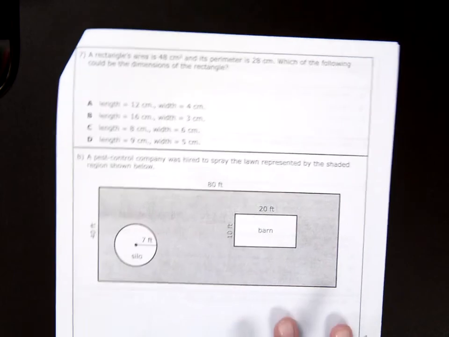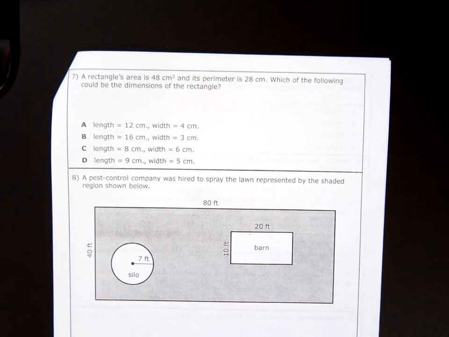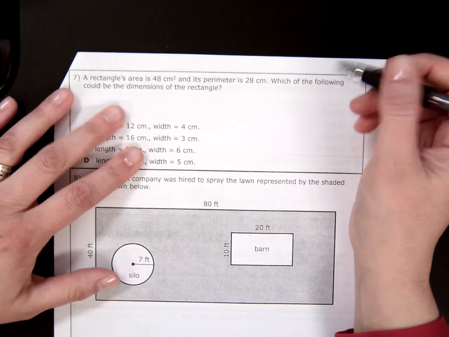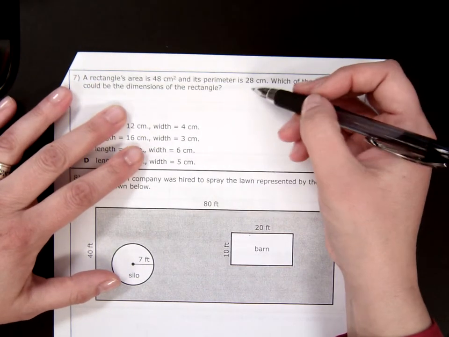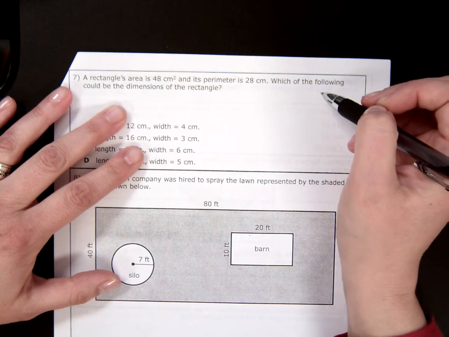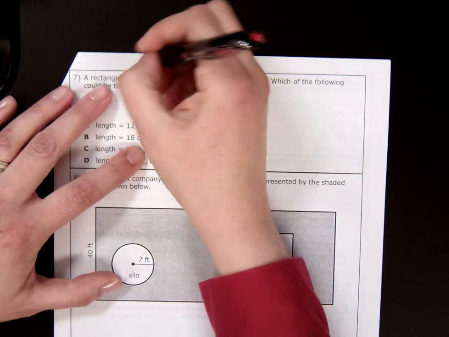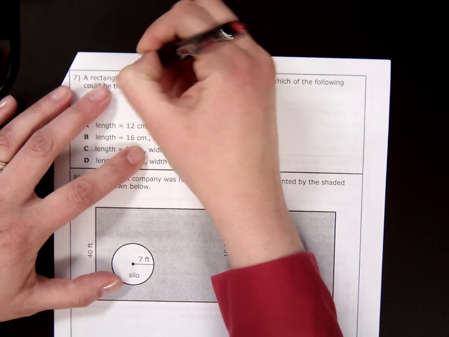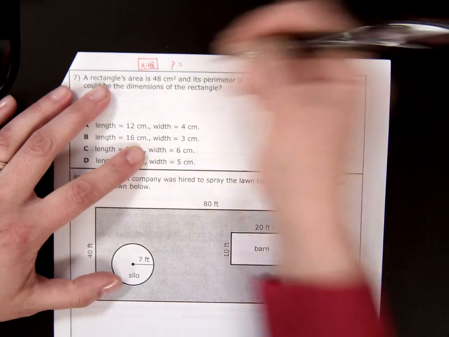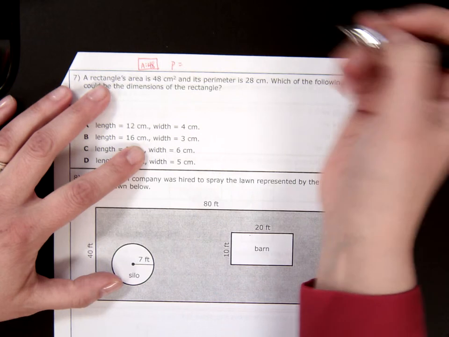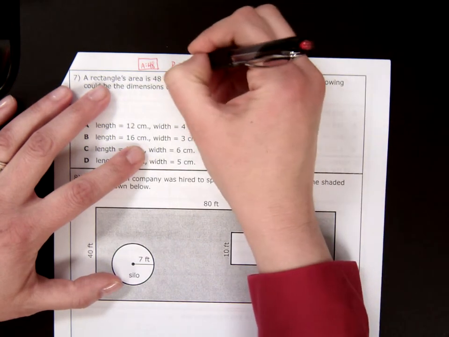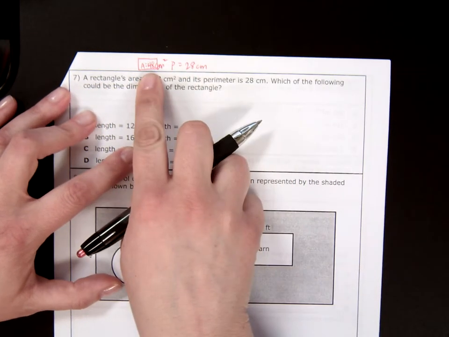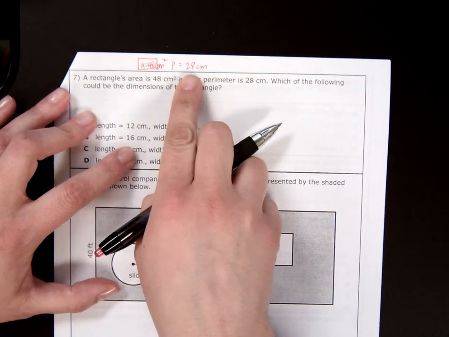All right. 7. A rectangle's area is 48 square centimeters, and its perimeter is 28 centimeters. Which of the following could be the dimensions of the rectangle? So let's just draw out a rectangle. We know that the area is 48 centimeters squared, and the perimeter, in other words, when we add all of the side lengths together, we get 28 centimeters. So what we're looking for is an area of 48 and a perimeter of 28.